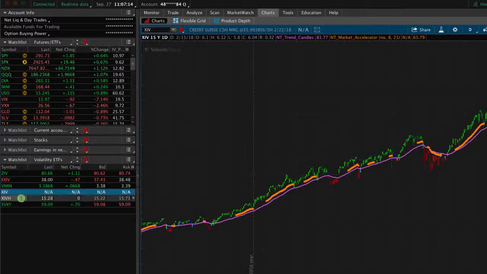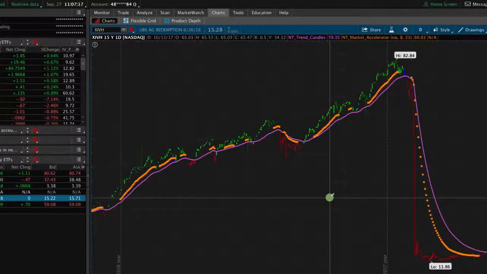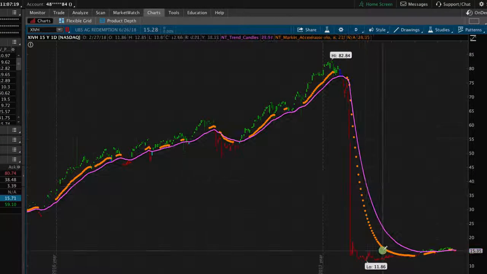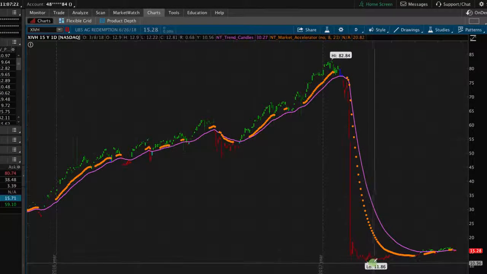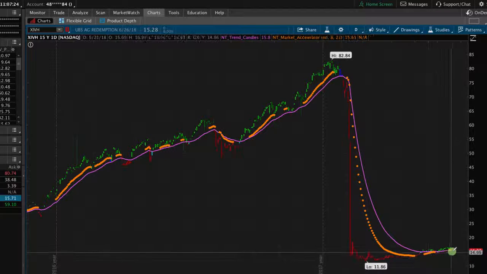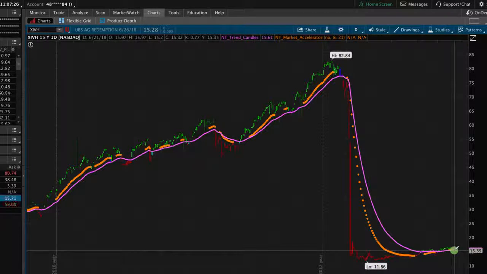And a very similar story with XIVH. In this case, it had a high of 82, dropped down to a little over $11. It hung around a little bit longer, but ended up getting shut down in June of 2018.